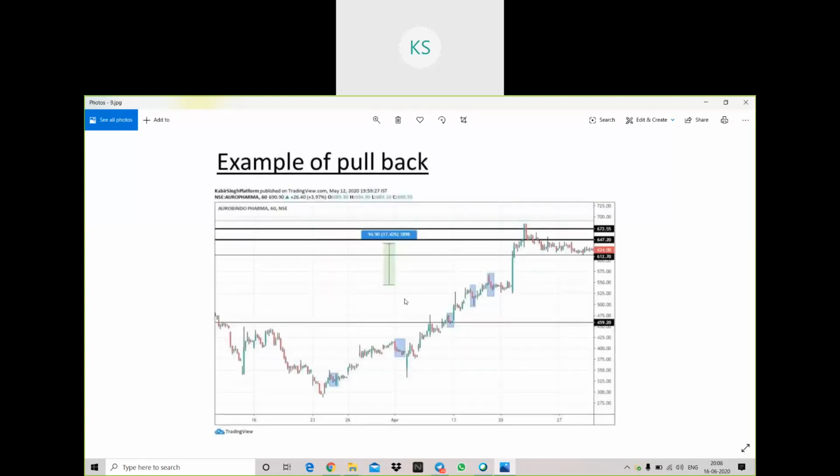So this is an example of pullback. From this point till this point the stock was in upward movement, and the highlighted part, if you see, are red candles. These are the candles forming against the main trend, so that is my pullback. After moving from this point to this point it was forming red candles, so that is my pullback.